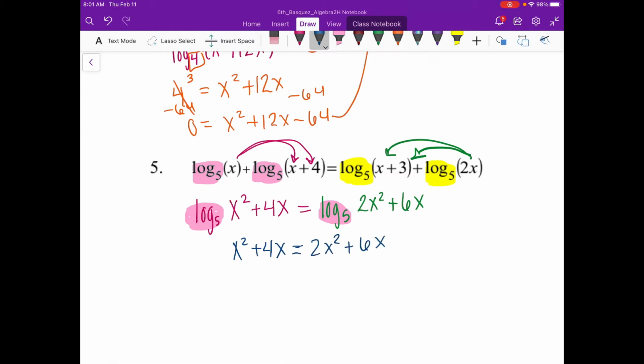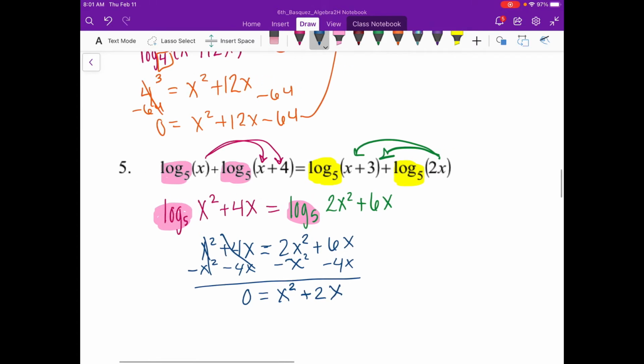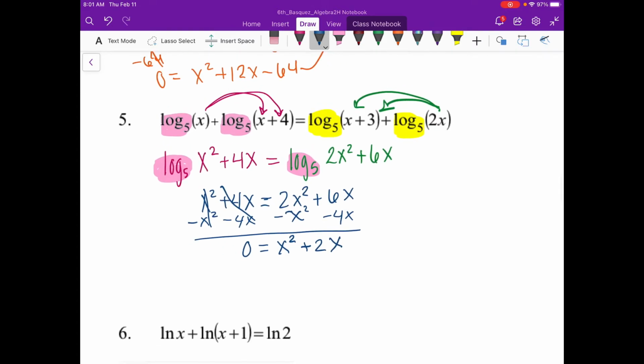I'm going to move everything to one side of the equation. So I'm going to subtract the x squared, and make sure you are combining like terms. And then I'm also going to subtract the 4x over. 2x squared minus 1x squared is just 1x squared. 6x minus 4x is positive 2x. So this one we can factor, but we're just going to take out a greatest common factor, leaving me with x plus 2 inside. These are each a factor.